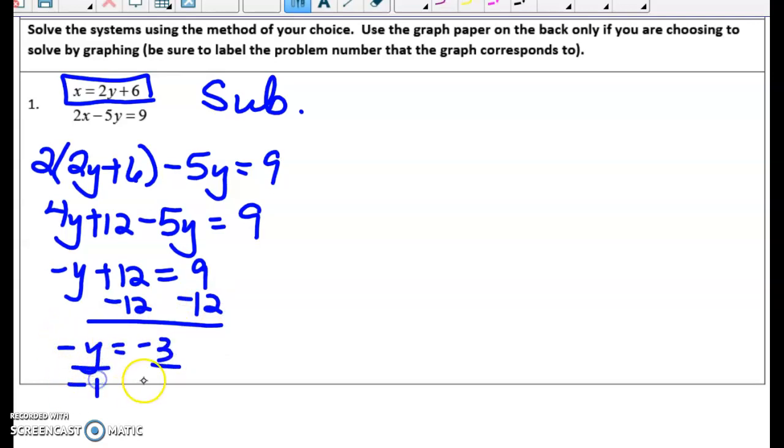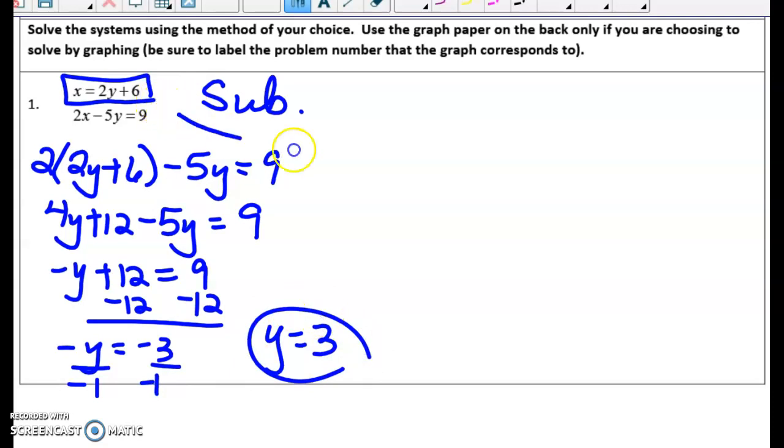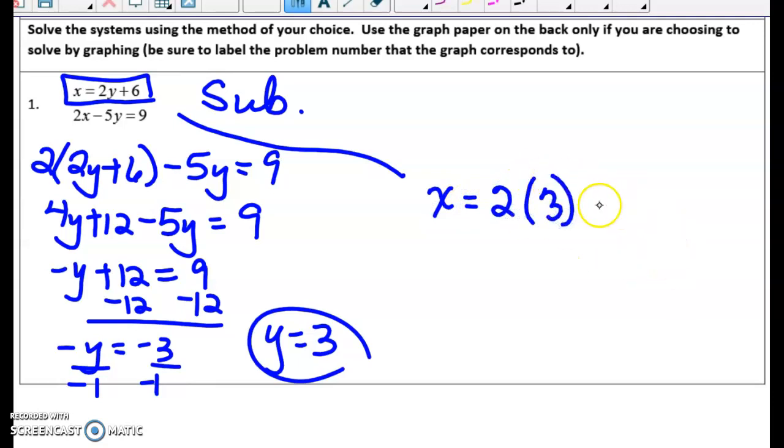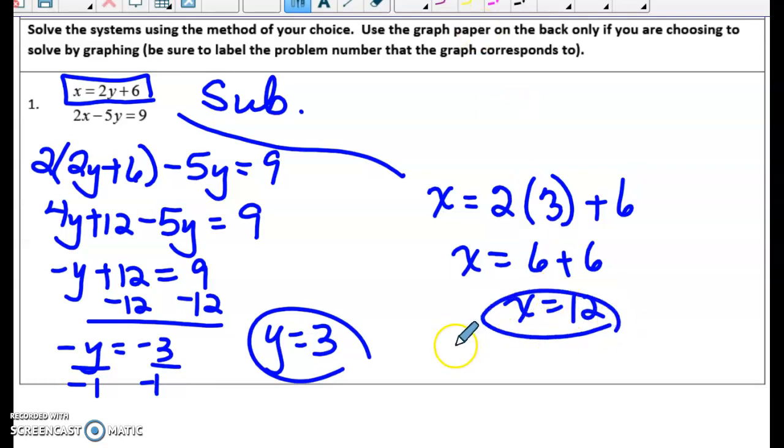And then I divide by -1. I get y is equal to 3. Go up into the box, and x is going to be 2 times 3 plus 6. And I get 12 for my answer. So if I were to write that as an ordered pair, it would be 12, 3.